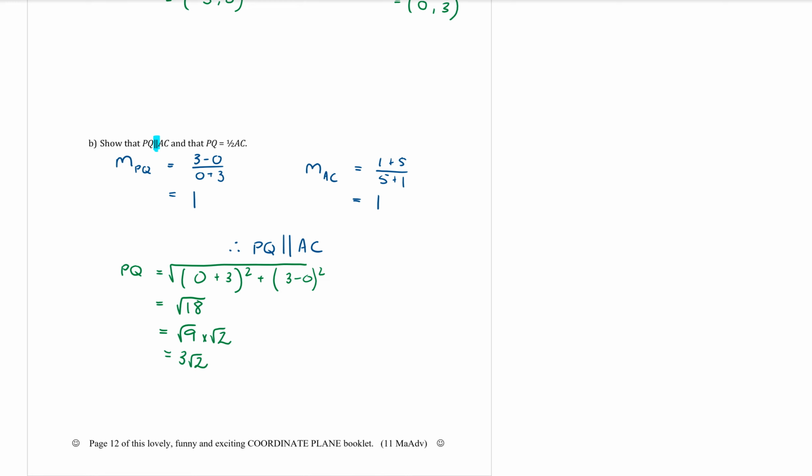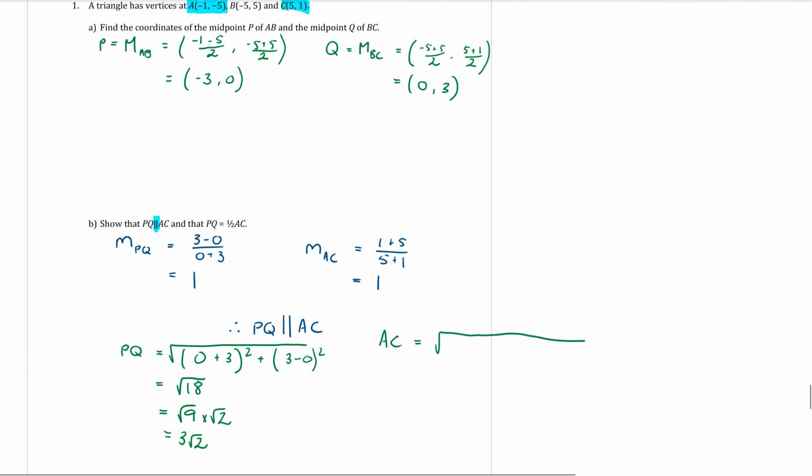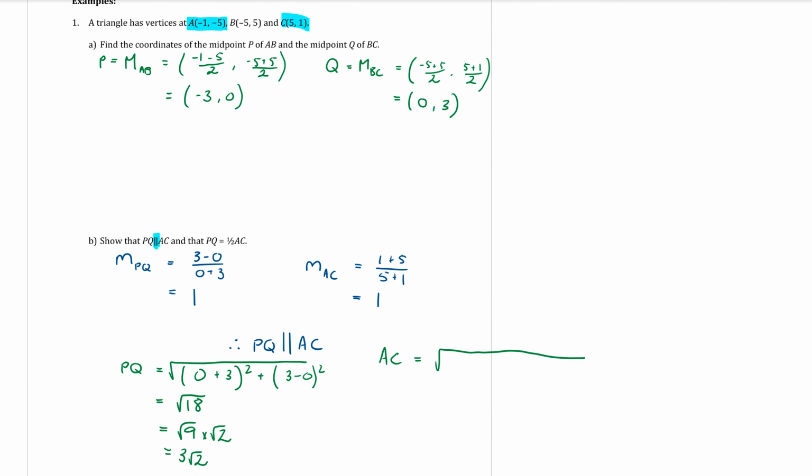I also need to find the distance AC. So distance formula again, using the A and C, the ones in blue at the top of the page. First of all, we subtract the x values. So that's going to be 5 take away minus 1, so become a plus 1 squared. Then plus, subtract the y values. Y minus minus 5, so plus 5 squared. So that's 6 squared plus 6 squared, which is 72.